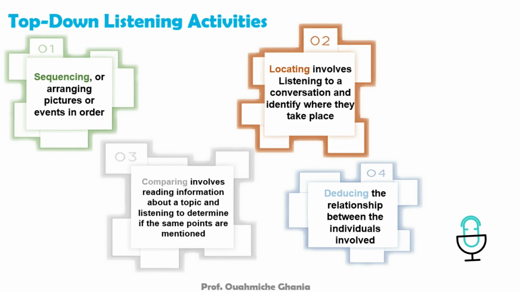What we really need to do first is to help you activate your schema. In fact, top-down listening occurs when you activate your prior knowledge in order to make sense of what you are listening to. Schema, or prior knowledge, a concept you have already known, is simply what you know about something.